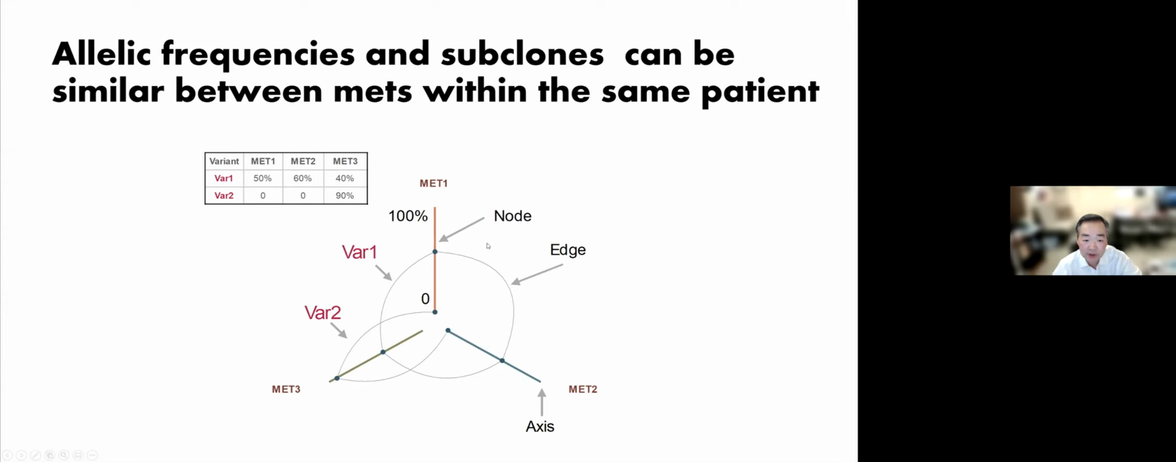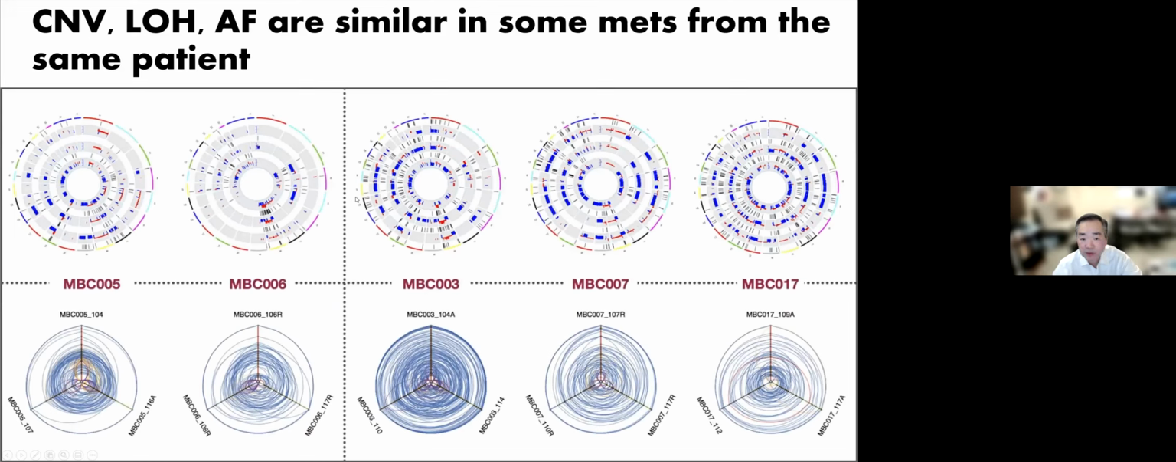There were some cases, though, where there were unique or private variants that were present in just one MET and not the other. And again, that's probably not so surprising, and that's depicted here. And so you're probably familiar with these types of Circos plots that look at CNV, copy number variation, loss of heterozygosity, allele frequencies, et cetera. In some patients, what we actually showed using the diagrams that I showed before, that in fact there were a lot of similarities between METs.